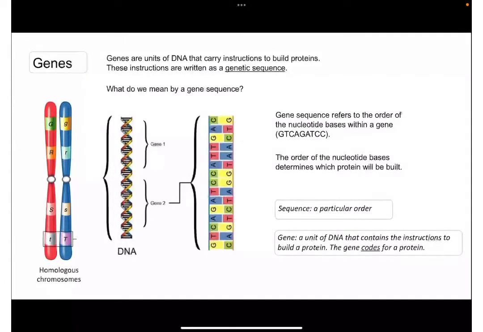Hey everybody, today I want to talk about genes and gene expression. So let's start with genes. What are genes? Genes are units of DNA that carry the instructions to build proteins. And these instructions are written as what we call a genetic sequence.